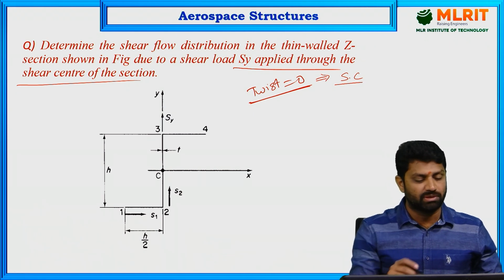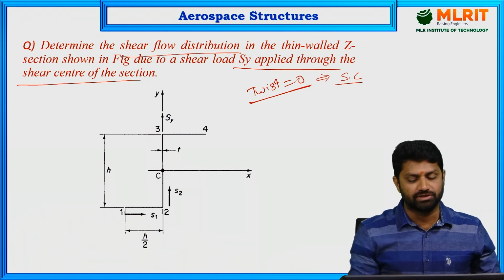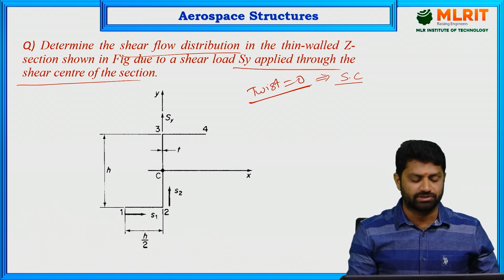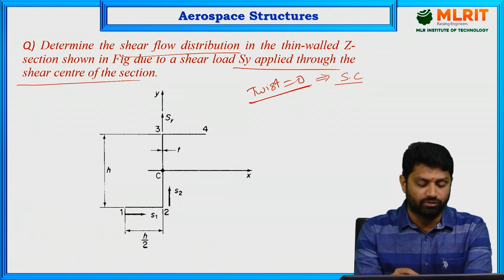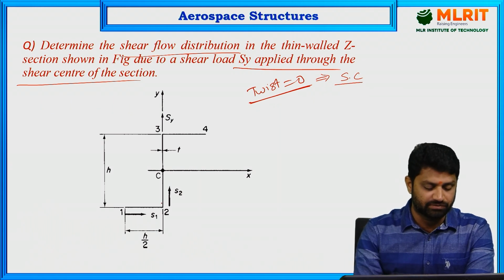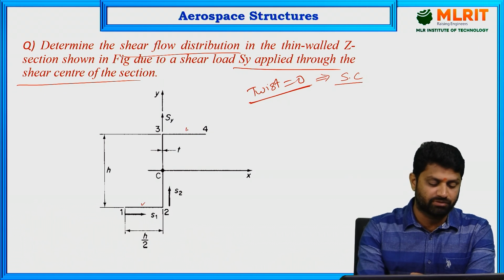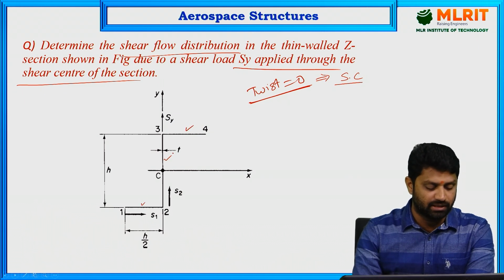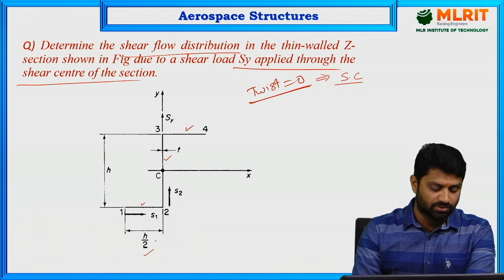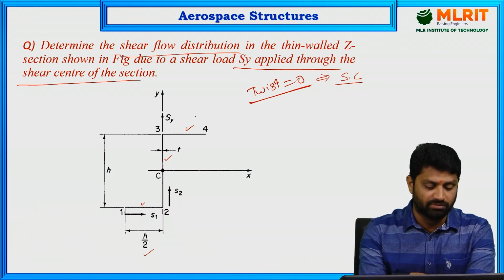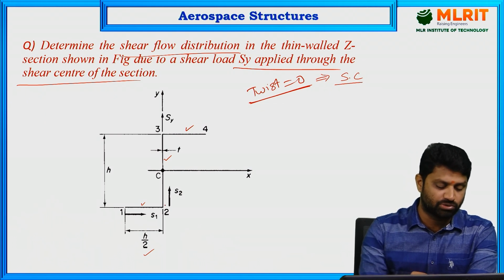So the problem here is asking to calculate the shear flow distribution for the thin walled Z section. You can see this Z section, and the foremost thing is that we'll need to remember the formula. It's a Z section which has two flanges, one is the lower flange, one is the upper flange, and one web. You can see the dimensions also. The width of flange 1 2 is taken as h by 2, and similarly for 3 4 also h by 2, and the height is taken as h from 2 to 3.